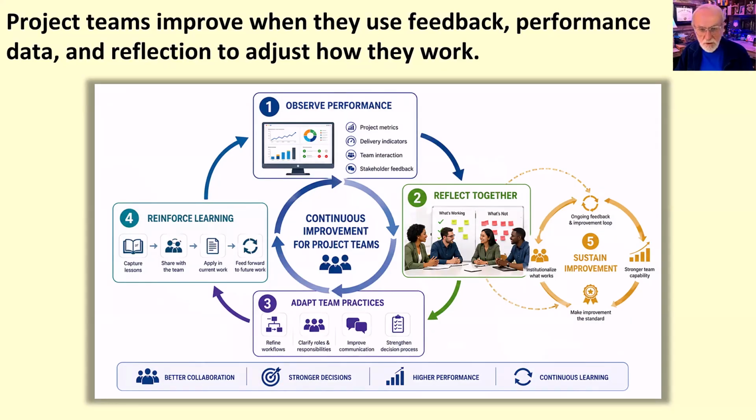A useful starting point is observation. Project leaders should look for signals in the work. Are decisions taking too long? Are handoffs breaking down? Are people unclear about roles? Are the same issues appearing repeatedly? Are stakeholders receiving the information they need? These are team performance signals. Reflection is the next step.